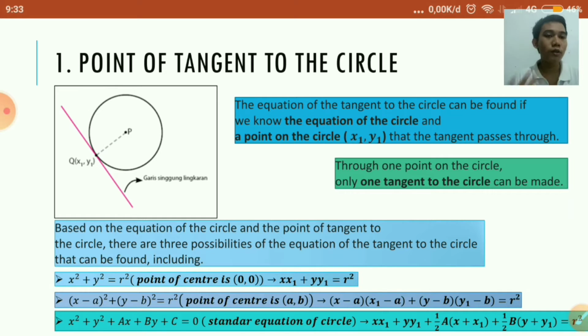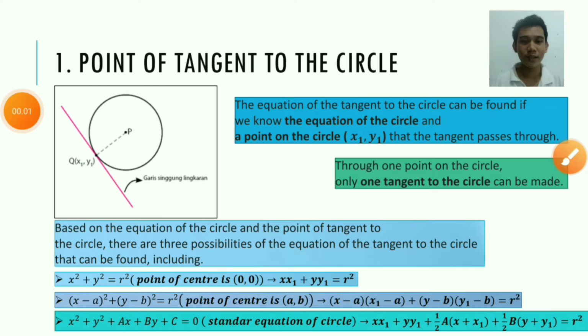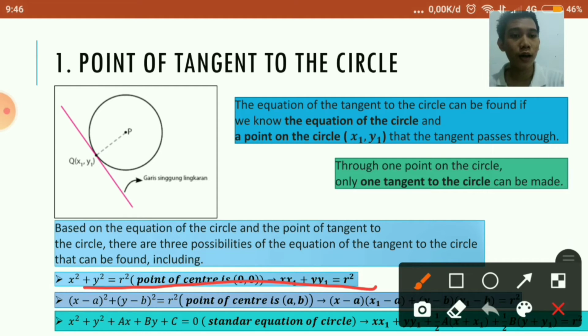Based on the equation of the circle and the point on the circle, there are 3 possibilities of the equation of the tangent to the circle that can be found. First, if we have the equation of the circle x squared plus y squared equals r squared, this means the center point is 0, 0. We can know the equation of tangent to the circle is x times x1 plus y times y1 equals r squared. Here you are.